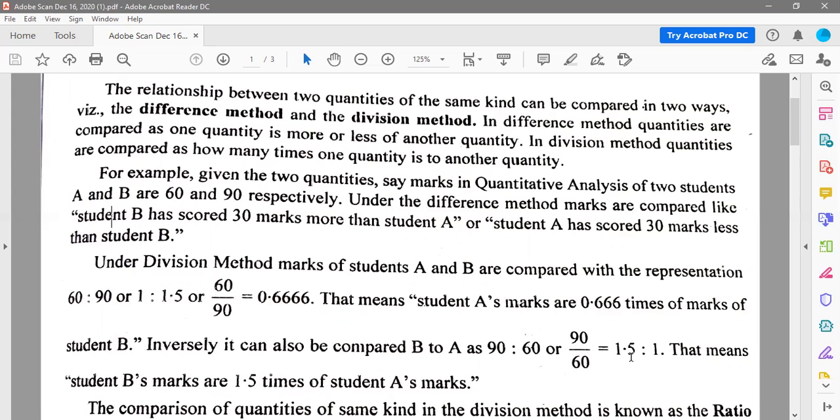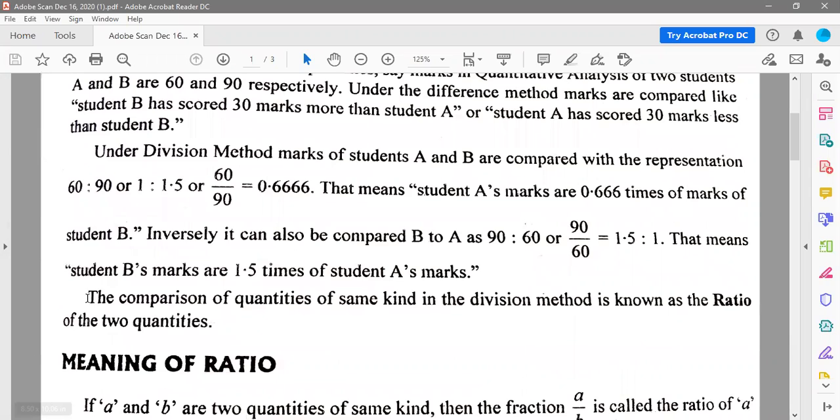Okay, so this is one way of representing, that is 90/60. The other way of representing is 90 divided by 60. The other way of representing is again 1.5/1. We are just reversing the same numbers here. Okay, so one is the difference method, the other one is the division method.